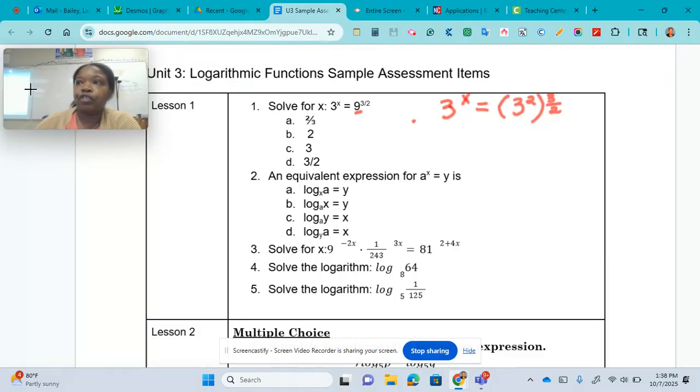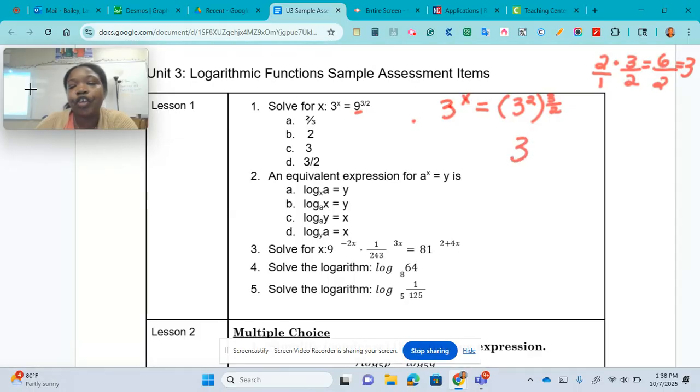Now, what do we do based off the power to power rule? What operation? Distribute by multiplying. So that is 2 times 3 halves. What is under all whole numbers? A 1. So multiply the top, that would be 6. Multiply the bottom would be 2. And that simplifies to what? 3. So let's bring that back down here.